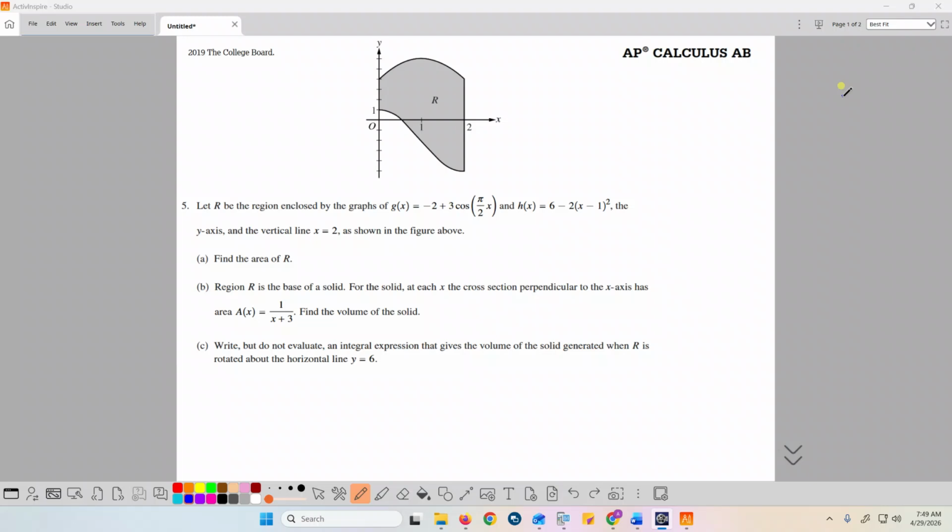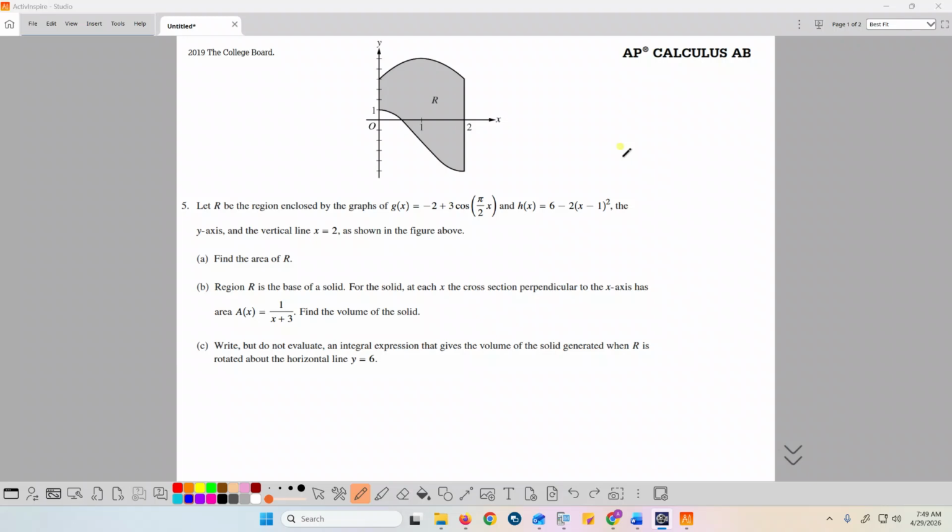One of them is non-calculator. That would be this one. As you can see, it's number 5. And then, of course, we have the 2014 question. I believe that's number 2, indicating that it is a calculator active FRQ. Let's begin.